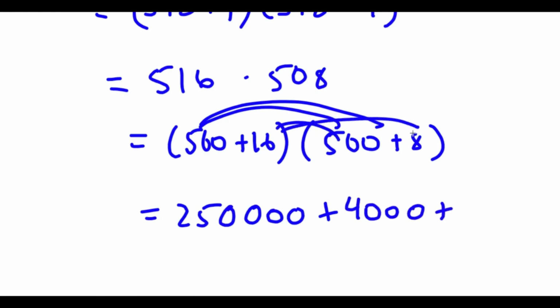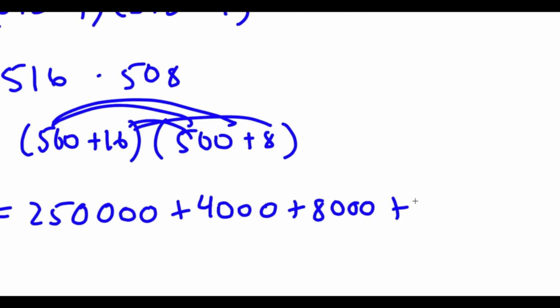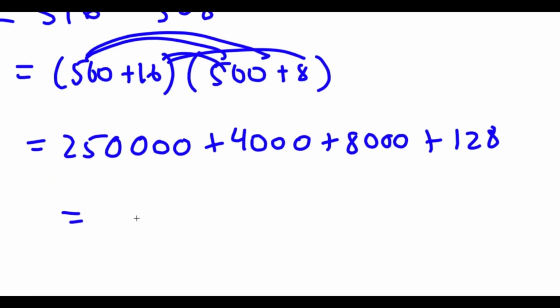Now I distribute the 16. 16 times 500 is going to be 8,000. And 16 times 8 is going to be 128. Now I'm going to add all of these. So 8,000 plus 128 is 8,128.